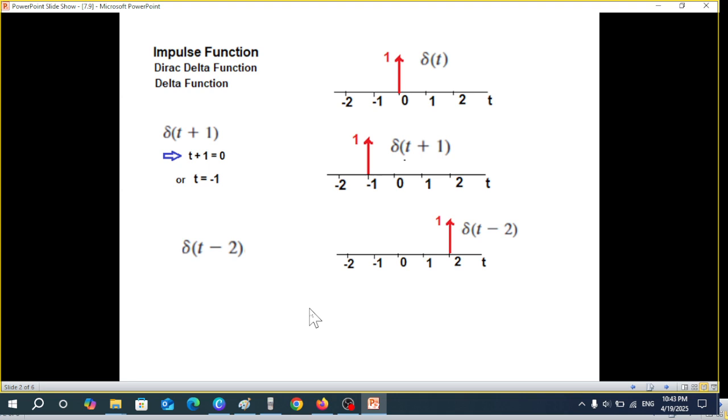Now, with this in mind, we'll also look at what is known as the shifting property. The shifting property says that any function, when multiplied by a shifted delta function, shifted by t0, gives the value of the function itself, f(t), with t replaced by t0. It can also be written as f(t0). So we'll be using this property.